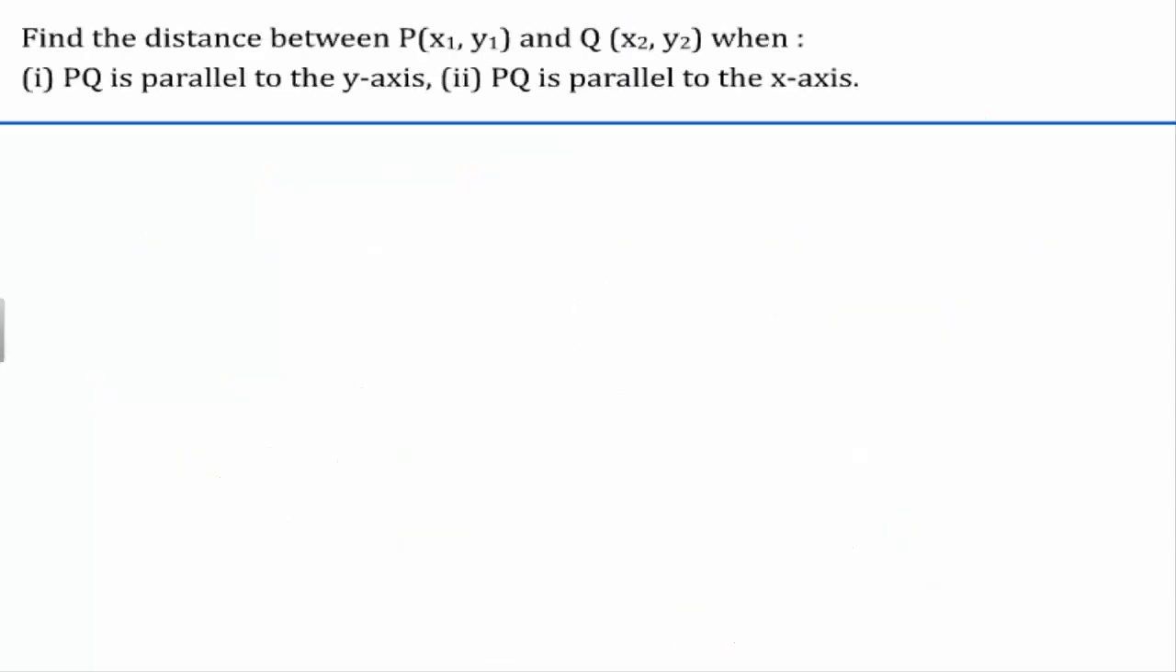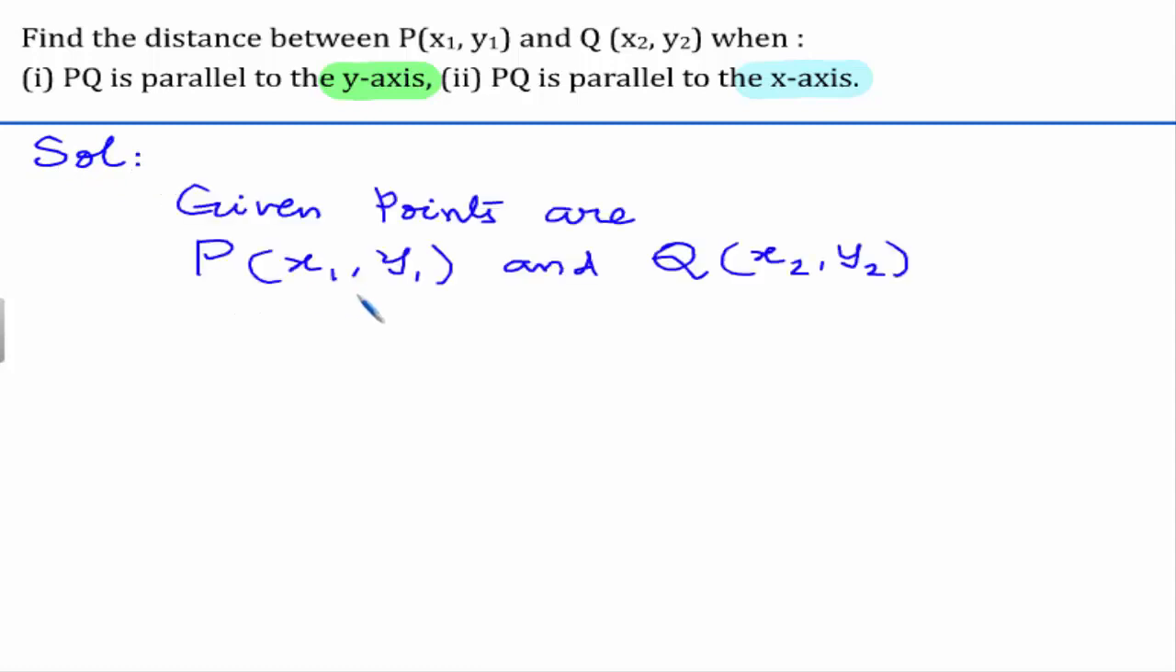In this question, we need to find out the distance between the 2 points when the line segment joining them is parallel to y-axis and parallel to x-axis also. Let us see the solution for this. Now the given 2 points are P x1, y1 and Q x2, y2. Now we have to find out the distance between the 2 points. The distance between the 2 points is PQ when PQ is parallel to y-axis and when PQ is parallel to x-axis. Let us see the first one now.